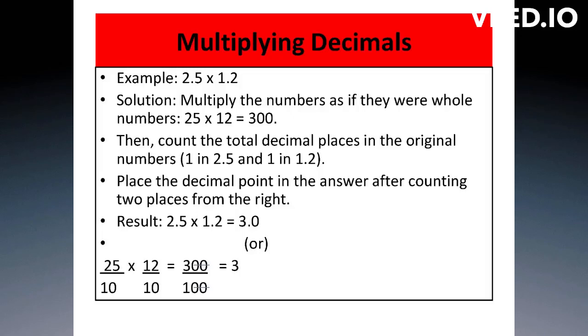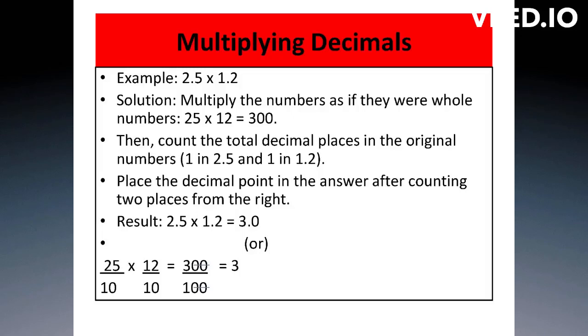Okay children, and one more way you can multiply decimals is, look here, down below I have written 2.5. Here we have one decimal place, so that will be written as 25 by 10, right? And 1.2 will be written as 12 by 10. Here we have only one digit after the point, and that is the reason we take 10 in the denominator.